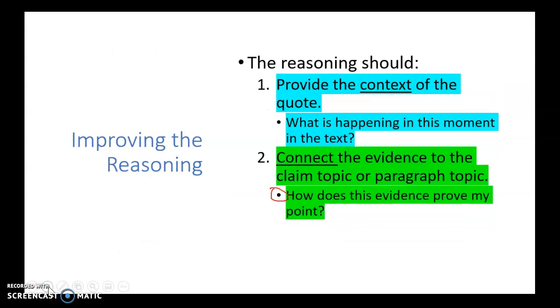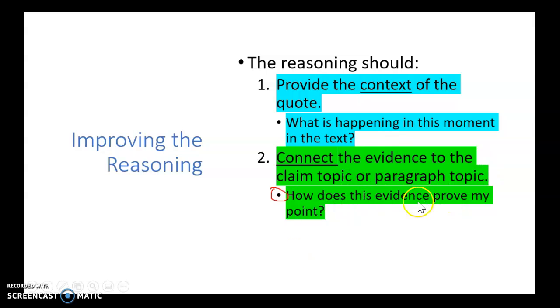And last but not least, we want to talk about reasoning. There are two kinds of reasoning. You want to include them both in your responses. So we want reasoning to provide the context and the connection of that evidence. So what is context? It's what's happening in this moment in the story. Especially if we're reading something that's very long, you want to make sure that your audience knows exactly where in the text this is happening, where in the plot line, where in the character development. The connection is the part that really makes that clear, how this evidence proves your point.